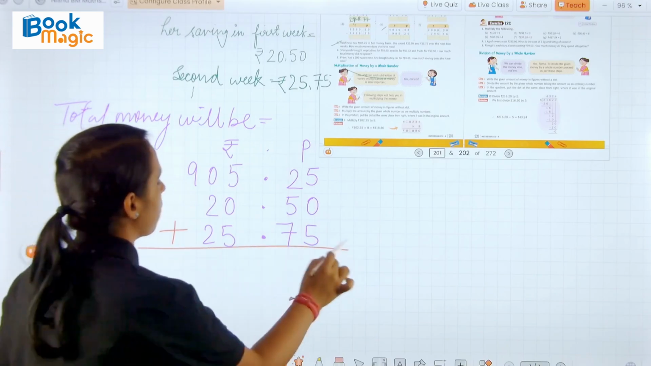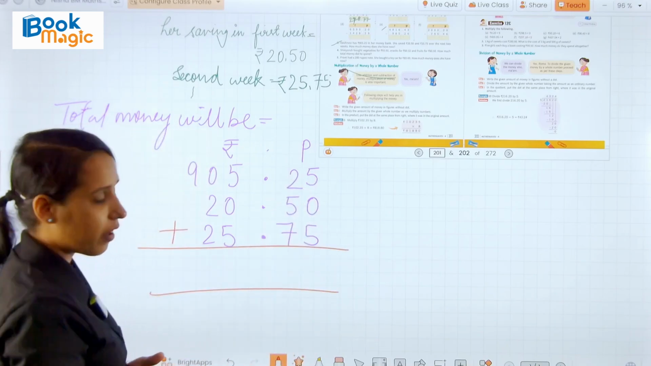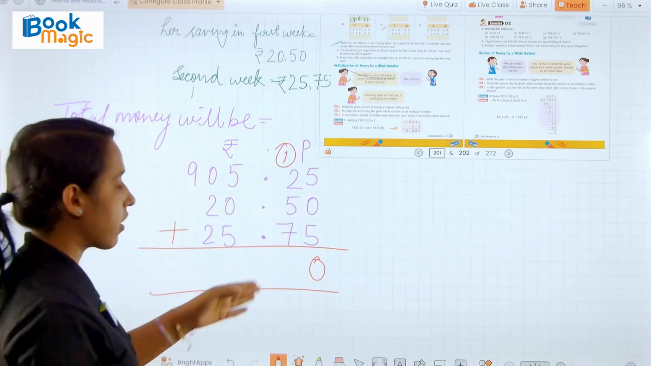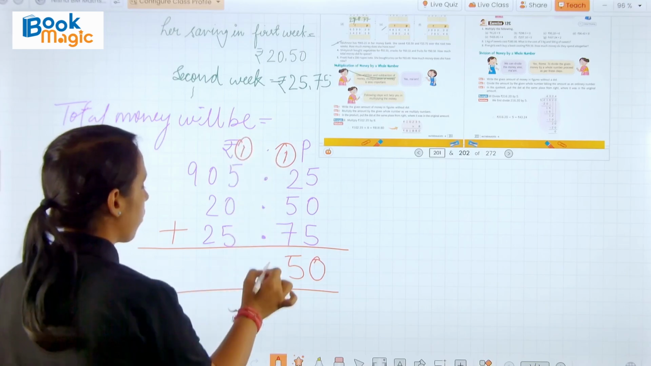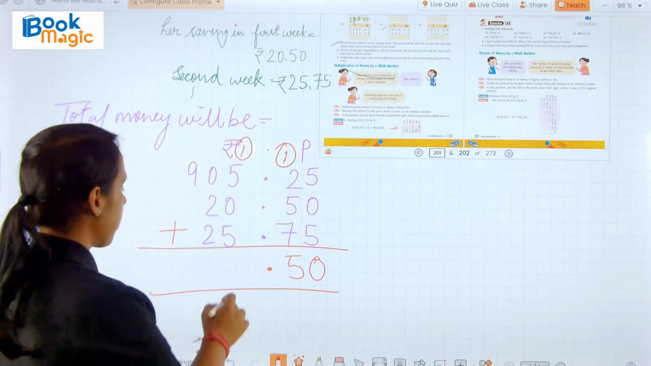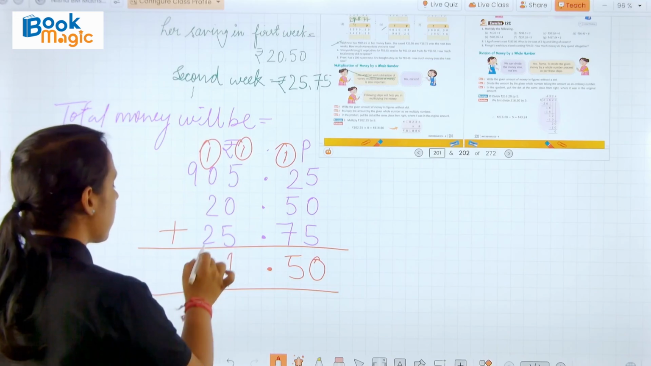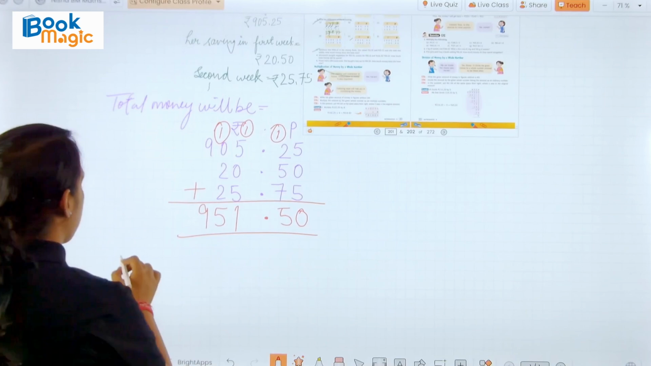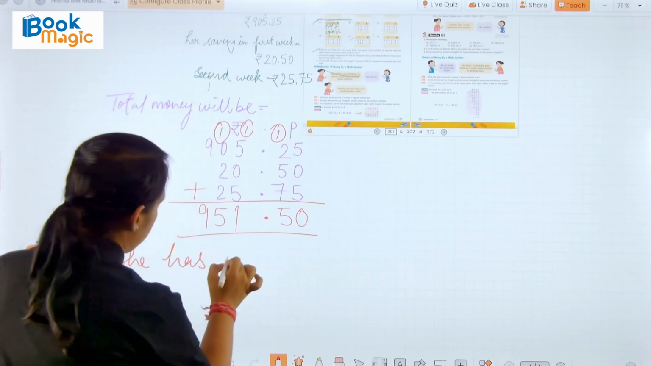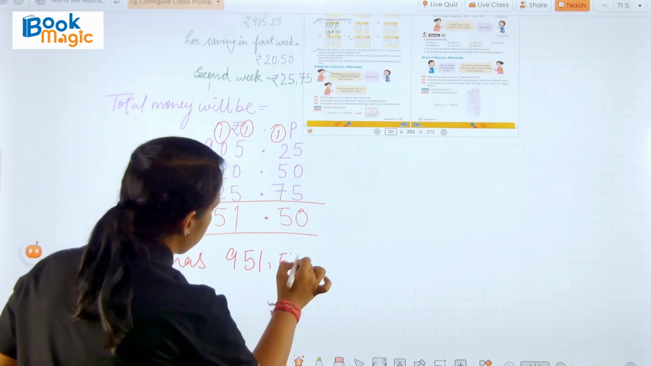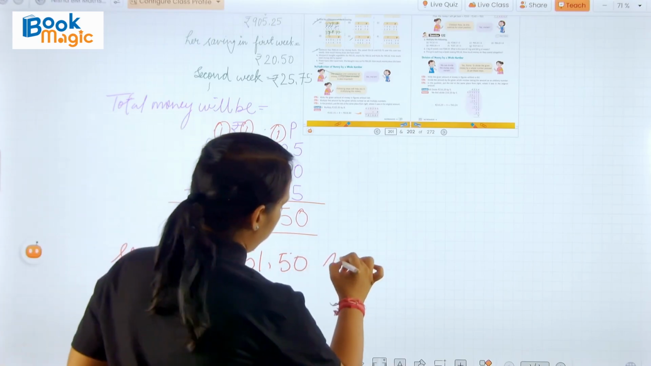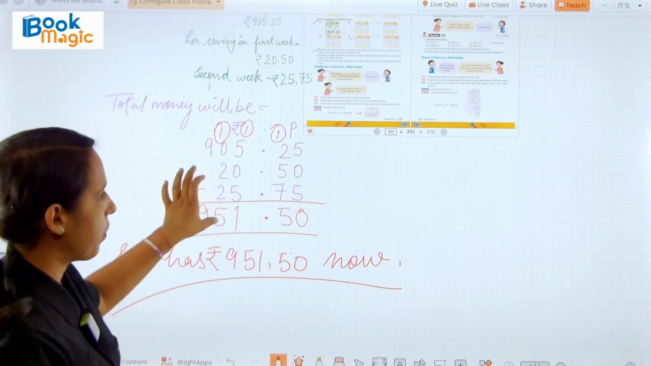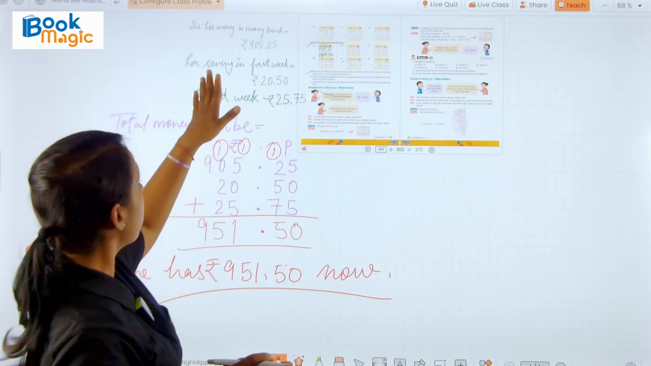So after adding that we get here 5 and 5 will be 10. 1 carry over here, 1 and 2, 3, 3, 5, 8, 8, 7, 15. 1 carry over here, dot will be here. 5, 1, 6, 6, 5, 11. 1 carry over here, 1, 2, 3, 3 and 2, 5, 9 will be here. Okay, so we can write here, she has 951.50 rupees now. ओके अब उसके पास कितने रुपीज हैं 951.50 rupees.